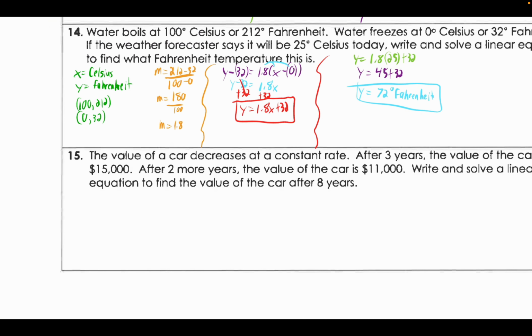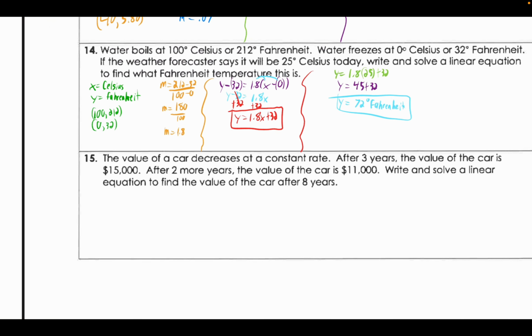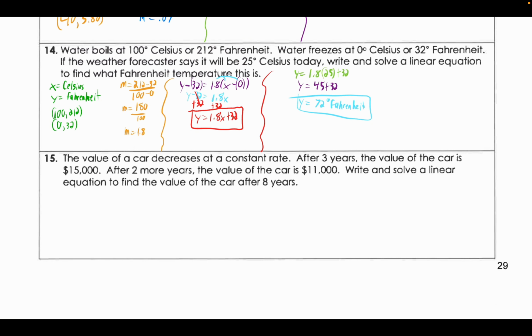On number 15, the value of a car decreases at a constant rate. After 3 years, the value of the car is $15,000. After 2 more years, the value of the car is $11,000. Write and solve a linear equation to find the value of the car after 8 years. So here, x would be the number of years that you've owned the car, where y is going to be the value of the car in dollars.